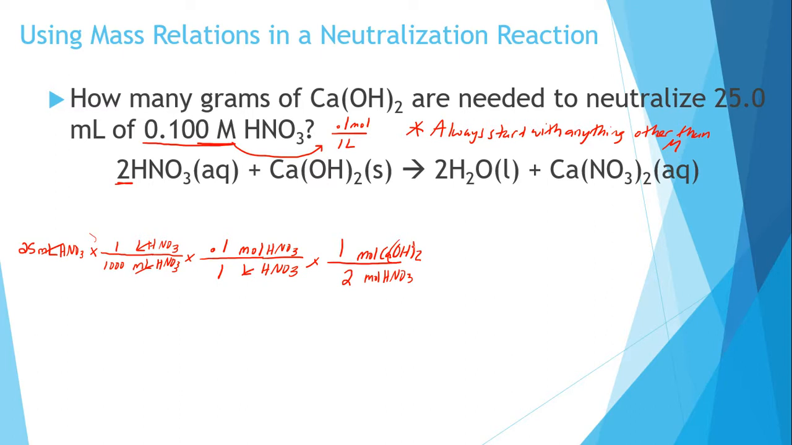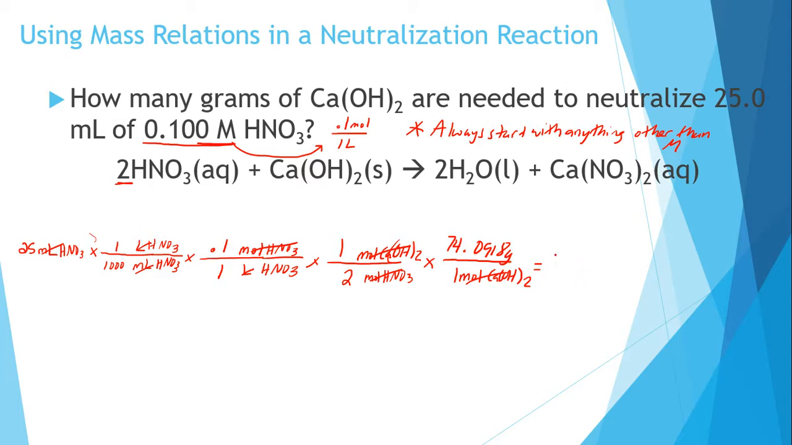And then now we have it in the compound we want, but it's asking for grams. So remember, we did this last chapter. To go from moles to grams, we're going to use molar mass. So 1 mole of calcium hydroxide, there are 74.0918 grams. And that allows us to cancel out moles of nitric acid and moles of calcium hydroxide and leaves us with grams of calcium hydroxide.